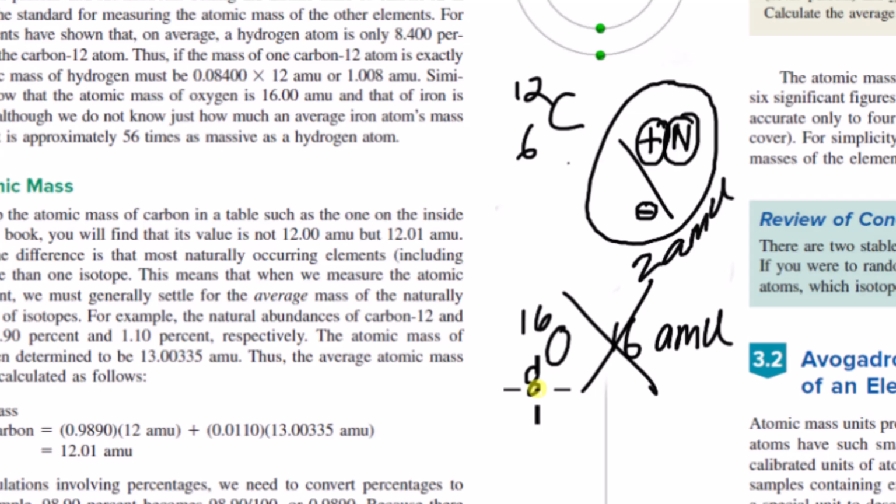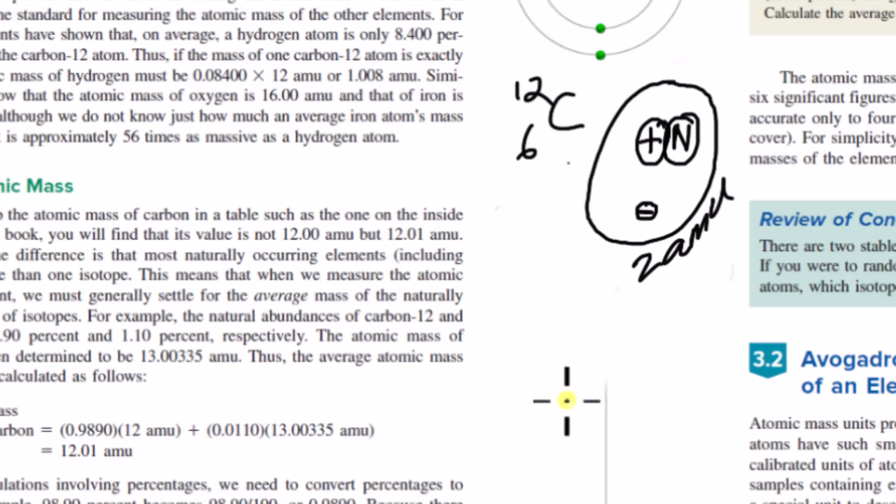For example, if we look at deuterium, the isotope of hydrogen with 1 neutron in the nucleus, mass number 2, well, this has a proton and a neutron in the nucleus as nucleons, and a single surrounding electron.